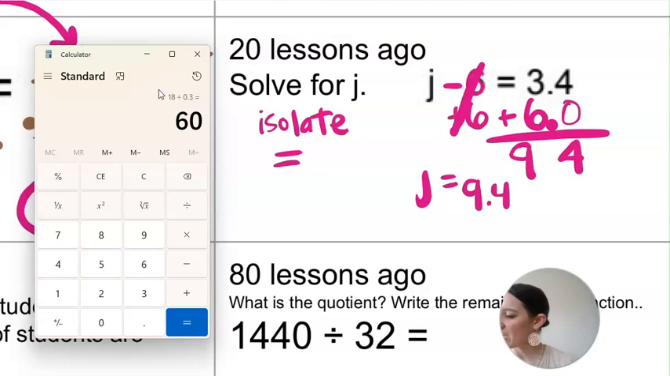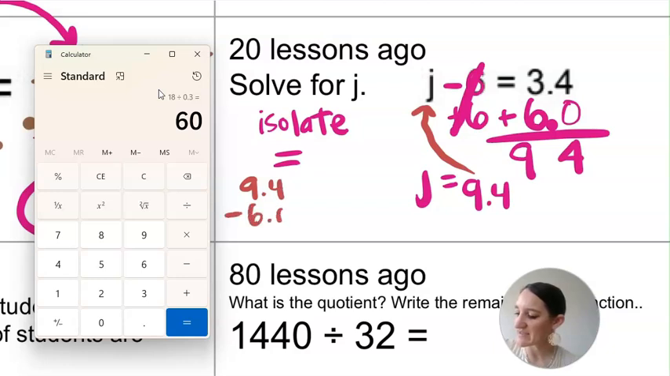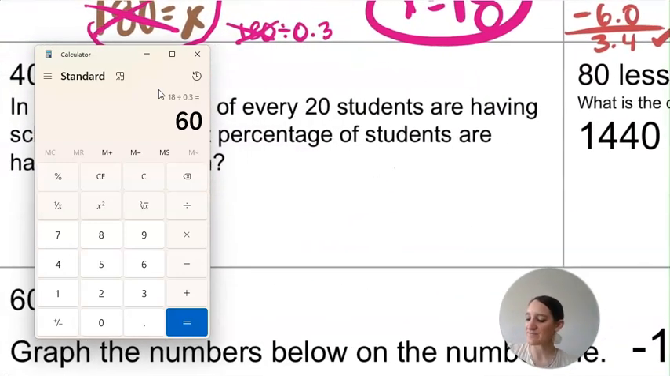Okay, I'm going to check it. Good thing I checked last time, right? So I'm going to plug that into there. Is it true that 9.4 minus 6 gives me 3.4? Yes, I checked it. I feel confident that that is correct.